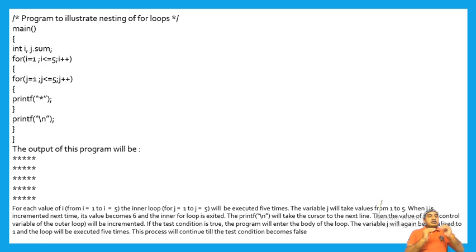For this, five stars are displayed on each line, so there are five lines. We use \n so that the stars are displayed on a new line. For each value of i from 1 to 5, the inner loop for j from 1 to 5 will be executed 5 times.